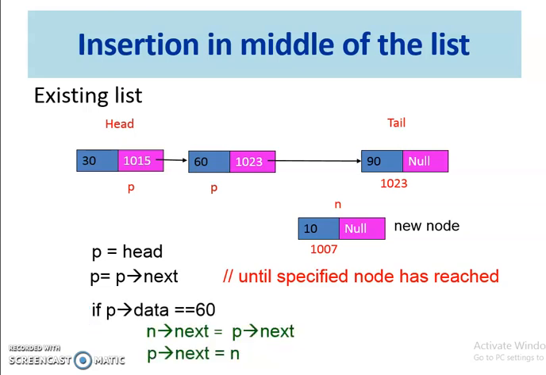Now the pointer field of this node p has to be changed by setting the next field of n to point to the next field of p. Then the next field of p is made to point to n. So the link between p and tail disappears in this example, and the new node n is inserted in between p and the tail.